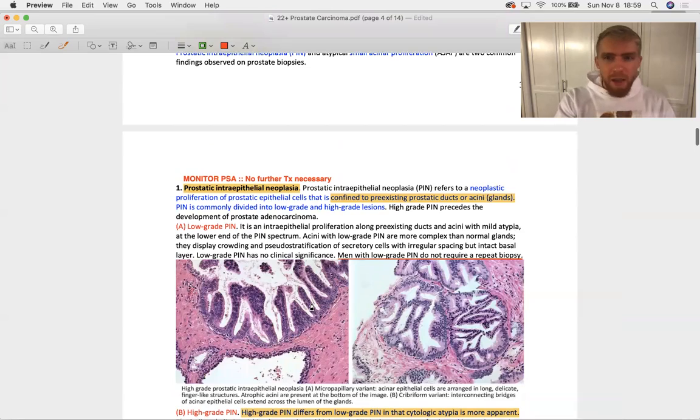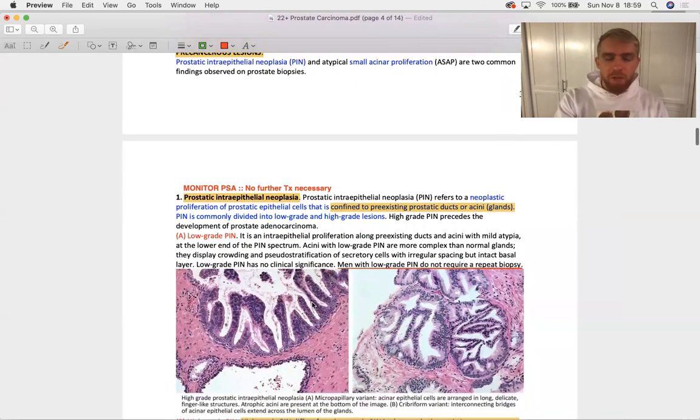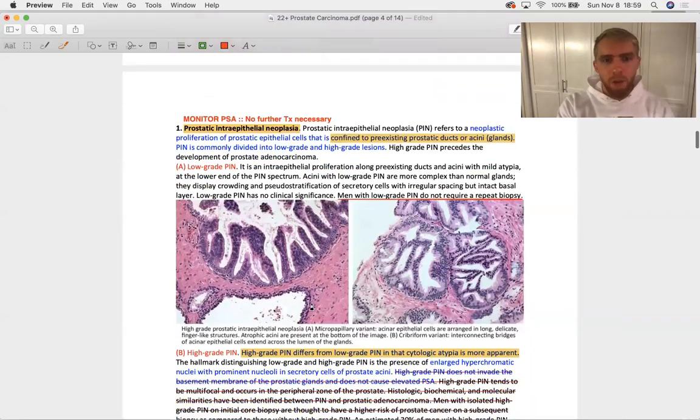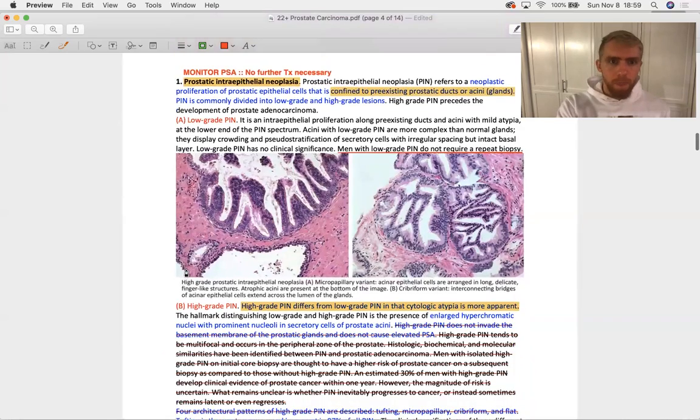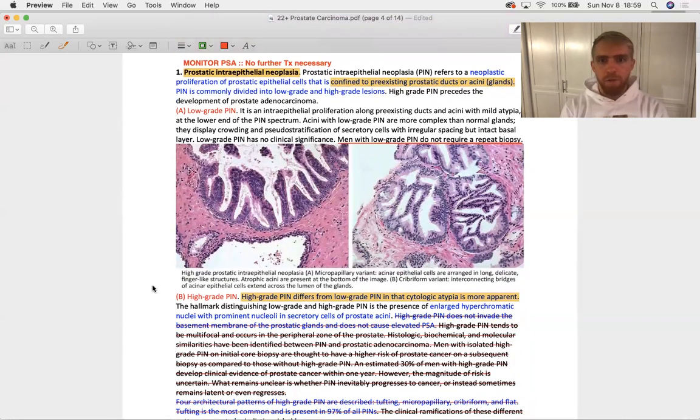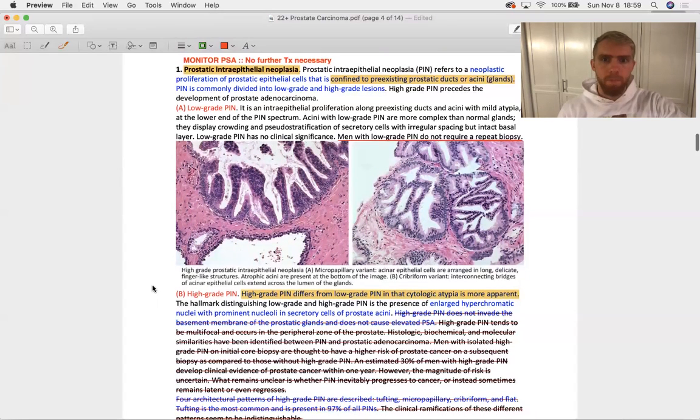Let me break down this precancerous lesion section one more time and see if I can take anything out of it. So we're going to read it slowly, because I'm like, what's the difference between a PIN and an ASAP? Prostatic intraepithelial neoplasia is confined to pre-existing prostatic ducts or acini. You can have a high-grade PIN, you can have a low-grade PIN. High-grade just means that there's a little bit more atypia. Now, low-grade PIN has no clinical significance, and men with a low-grade PIN do not even need a repeat biopsy. You just leave it there because it's not going to transform into a cancer.